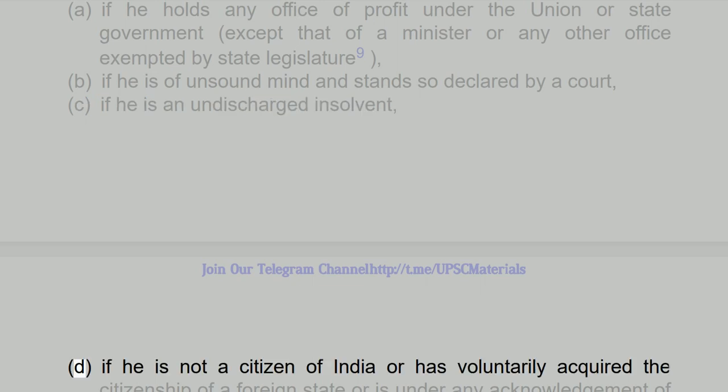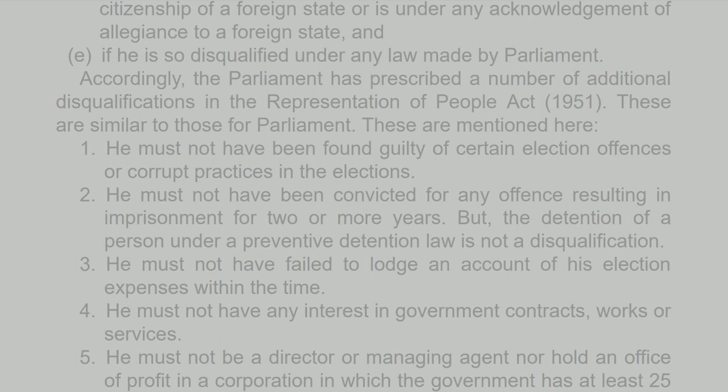D. If he is not a citizen of India or has voluntarily acquired the citizenship of a foreign state or is under any acknowledgement of allegiance to a foreign state, and E. If he is so disqualified under any law made by Parliament. Accordingly, the Parliament has prescribed a number of additional disqualifications in the Representation of People Act, 1951. These are similar to those for Parliament. These are mentioned here.